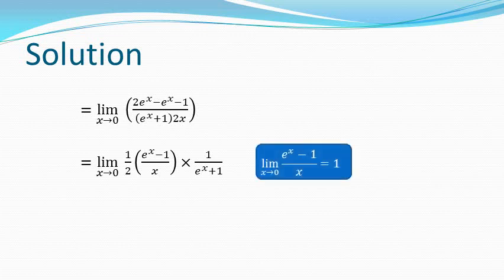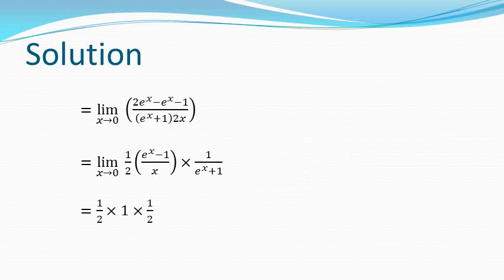Now we have another standard limit which says that the limit of (e to the power x minus 1) over x as x goes to 0 is equal to 1. Therefore this limit will be half times 1 times half, which is equal to 1/4. So the correct answer is option C.